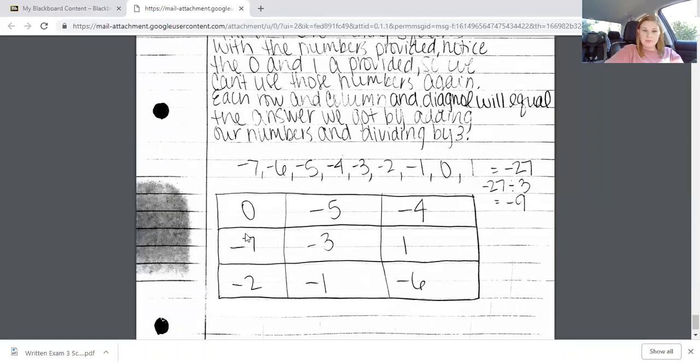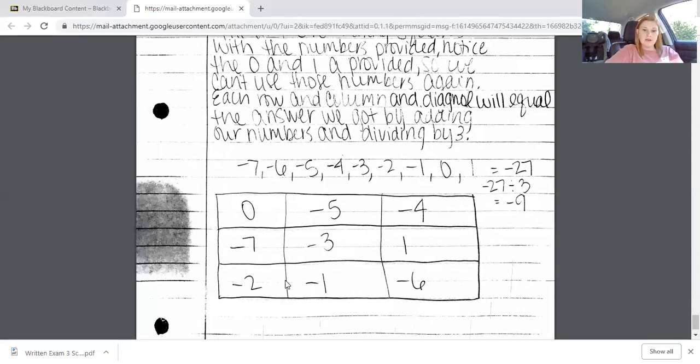So we have 0 plus -7 plus -2, that's -9. -5 plus -3 plus -1 is -9. -4 plus 1 plus -6 is -9. And then across here, we'll do the same thing. 0 plus -5 plus -4 is -9. -7 plus -3 plus 1 is -9. -2 plus -1 plus -6 equals -9.